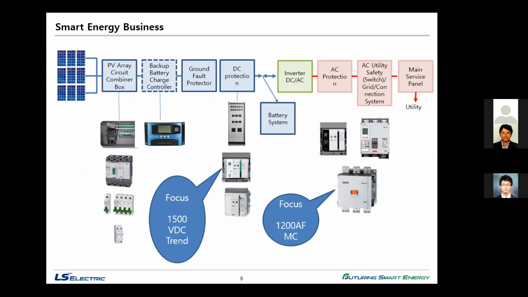So now I have arranged all the concepts and maps of what kind of products are being used in each type. From the PV module, we have the PV array circuit combiner box. Here this combiner box basically uses DC applications from the generation level. So we have DC MCCB, and also DC MCB, SPD, and a combiner box as well. And then the backup battery charge controller.